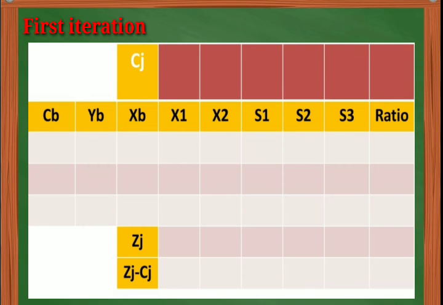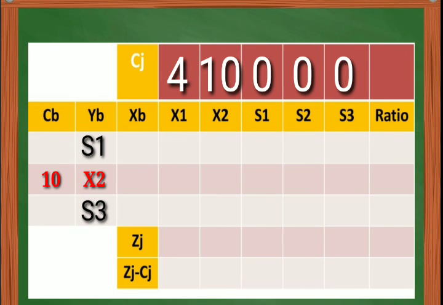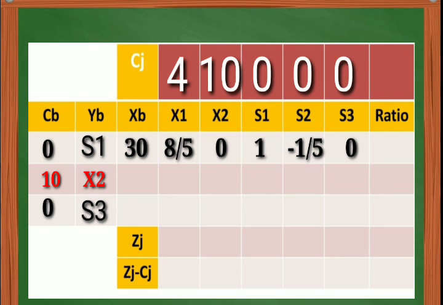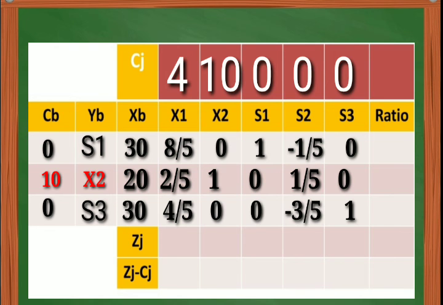Step 2, we want to find the first iteration. Now apply the objective function in Cj. In the last step we saw s2 is replaced by x2, so 10 will come in there. In R1, 30, 8 by 5, 0, 1, minus 1 by 5, 0. In row 2, 20, 2 by 5, 1, 0, 1 by 5, 0. In row 3, 30, 4 by 5, 0, 0, minus 3 by 5, 1.